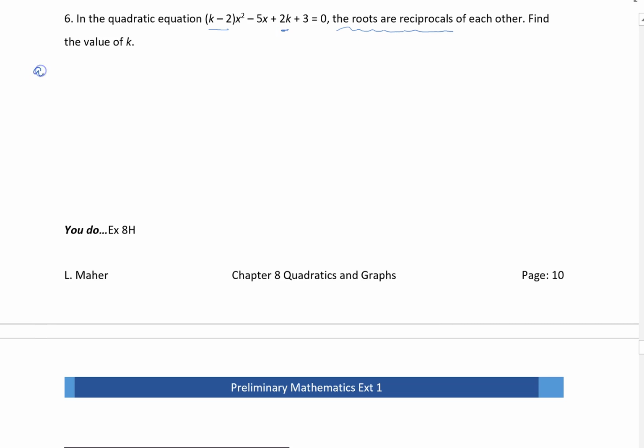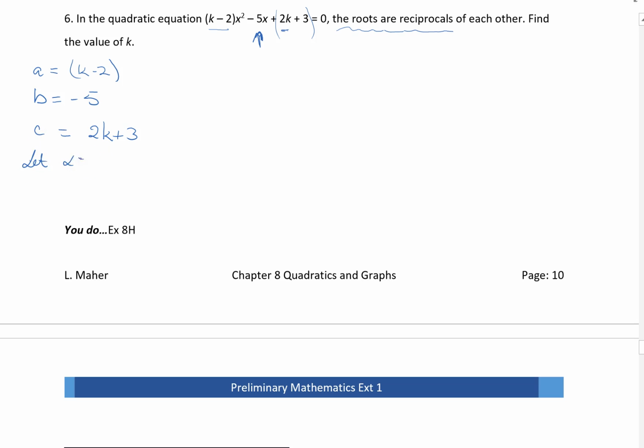Now, let me identify A. A will be equal to k minus 2 in this case. We can't read B while it's in that format, so what I would do is I'd take out x, no, oh sorry, yes we can, take that back. There's only the one x term, and so B is equal to minus 5. And it's actually C that has two components. It's 2k plus 3.